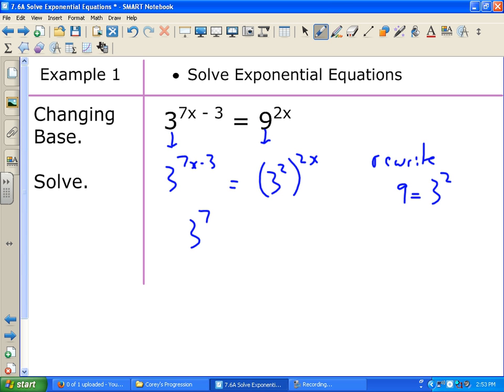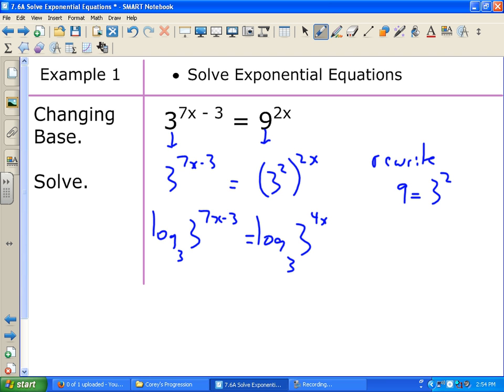On the left-hand side, I have 3 raised to the 7x minus 3. On the right-hand side, I have 3 to the 4x. Again, when we're raising a power to a power, that means multiply. At this time, it should make sense that our bases match up. Since our bases match up, and I'd like to get rid of a base because I want to solve the equation for x, I will introduce a, you should say log right now. I'll introduce a log base 3 to both sides of that equation.